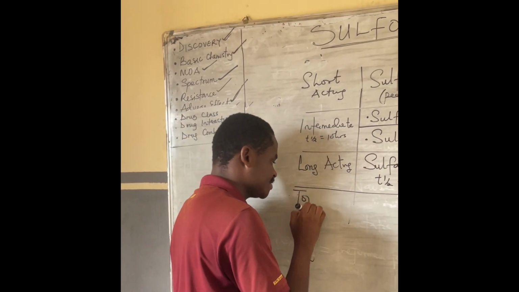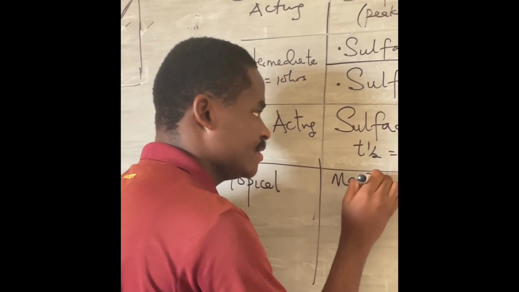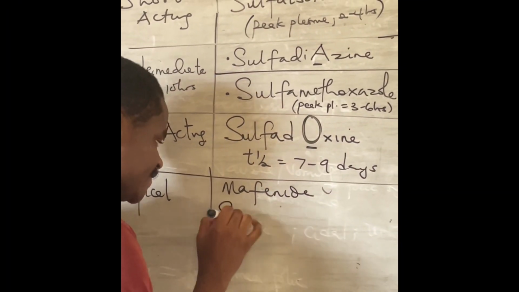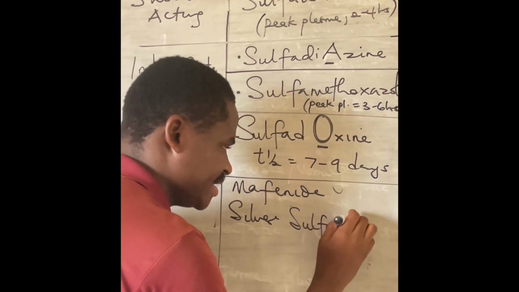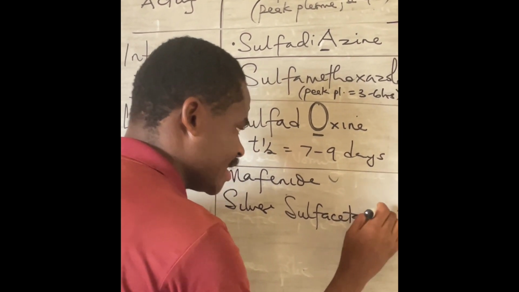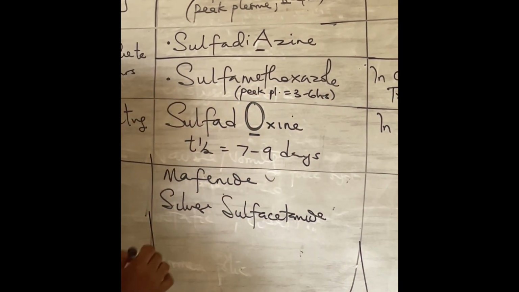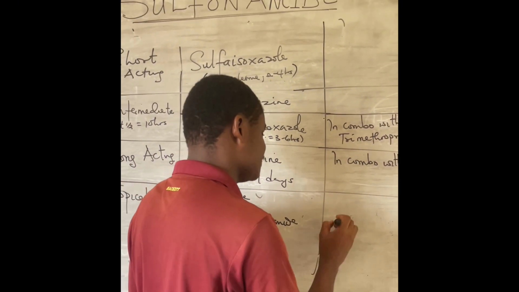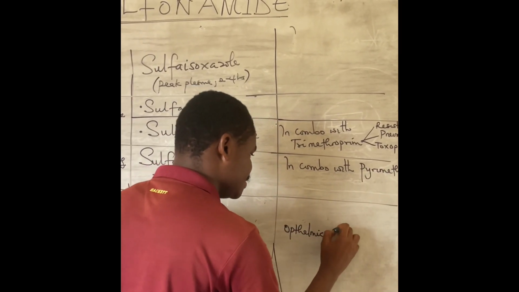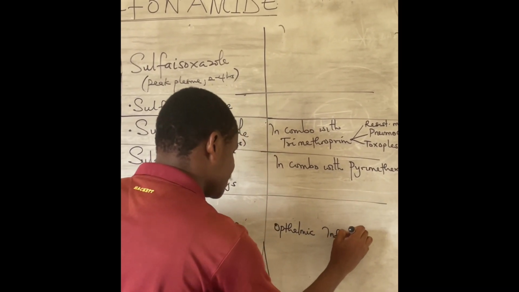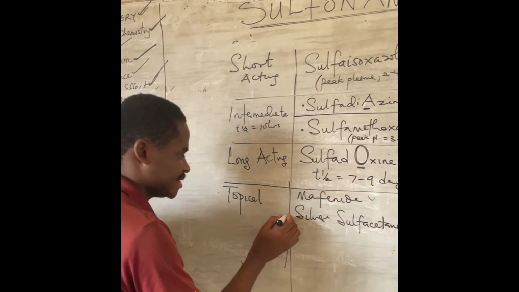All right. Now, what other drugs do we remember? The topical drugs. For the topical drugs, I have the likes of mafenide, I have the likes of silver sulfadiazine, and sulfacetamide. Okay. Now, this sulfacetamide has been used for ophthalmic infections. So for ophthalmic infections, you can use sulfacetamide.